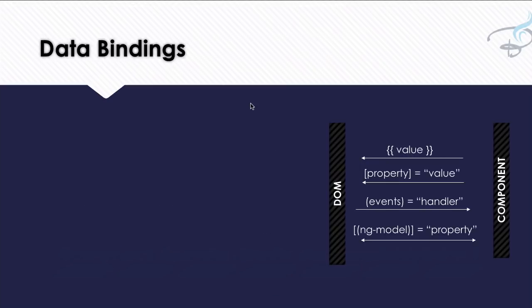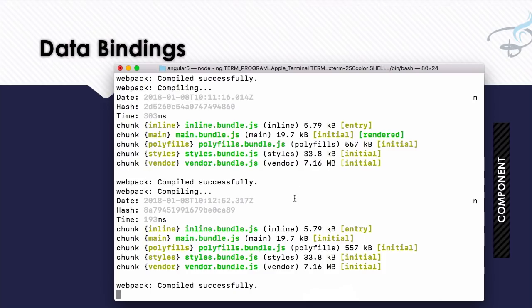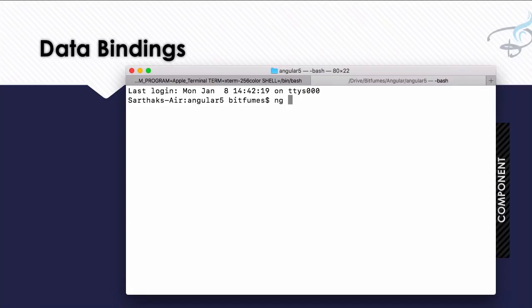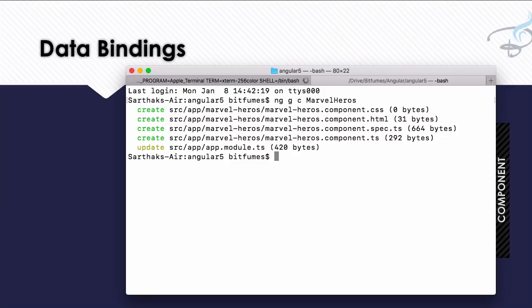Now comes a very important and very interesting part, data binding. But before going to data binding, let's create a new component from our terminal. Let's open a new terminal first, and we will say ng generate, and instead of generate you can just say g, and we want to generate a component, so component, and again for component you can use c, and then your component name. My component name will be Marvel Heroes. Okay, now hit enter, and it will generate a new component in our project.